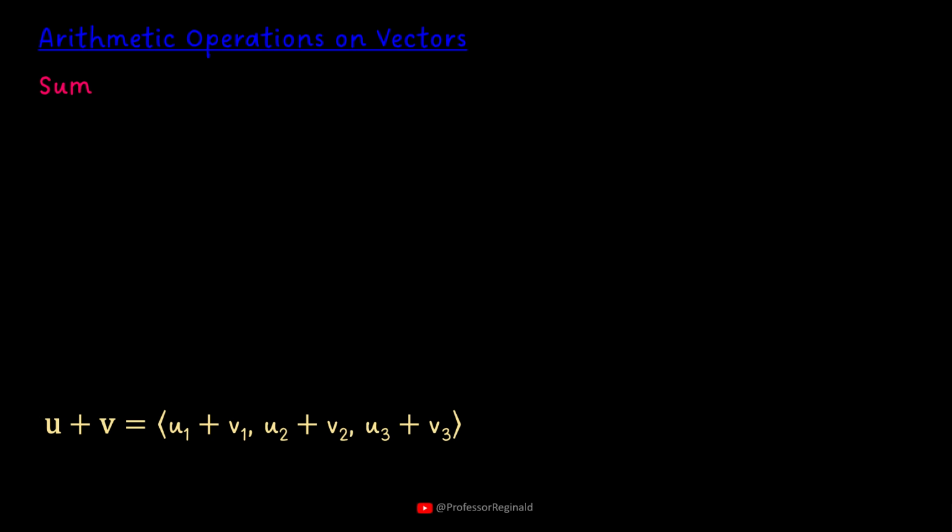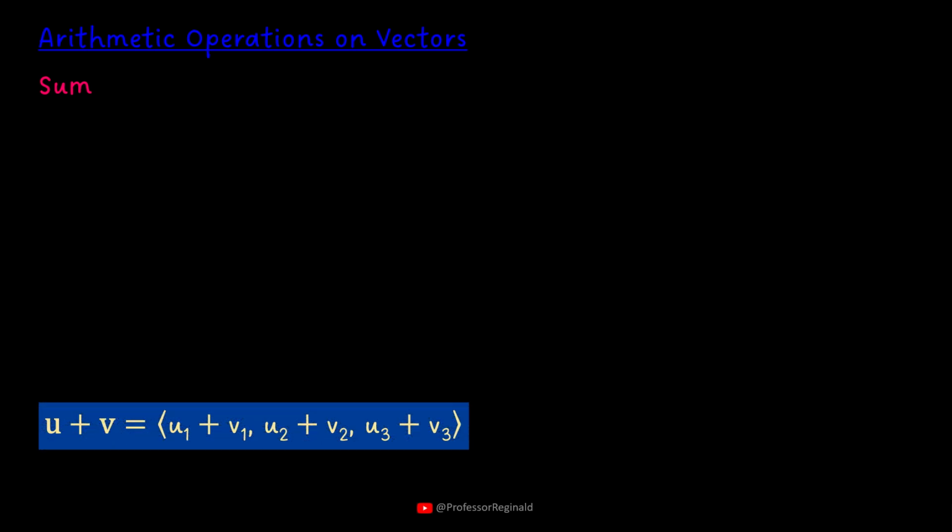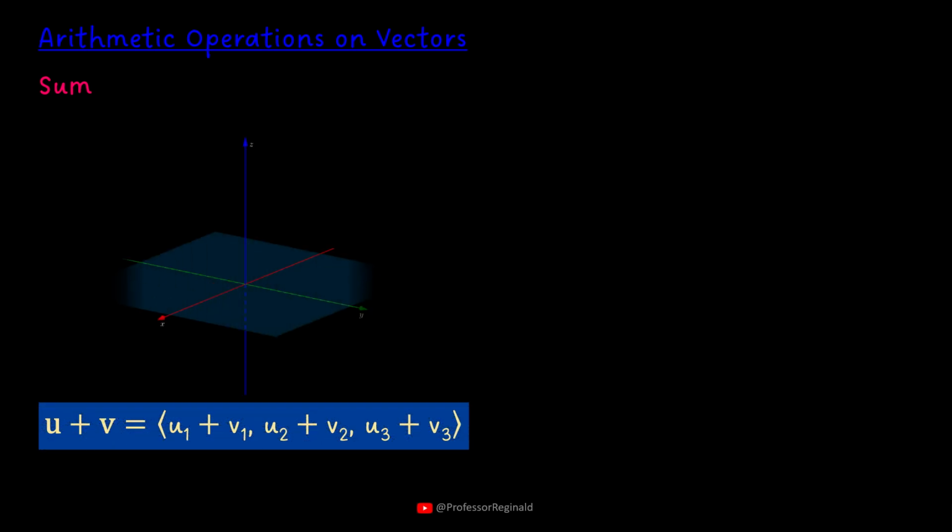Arithmetic operations on vectors. Sum. The sum of u and v is equal to the sum of their corresponding components. The sum of two vectors can be illustrated by arranging the two vectors one after the other.